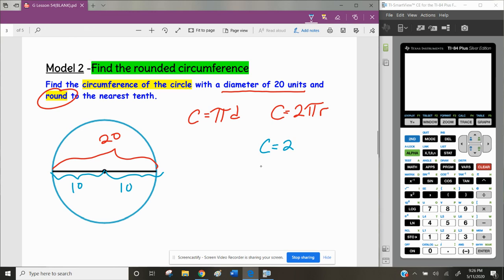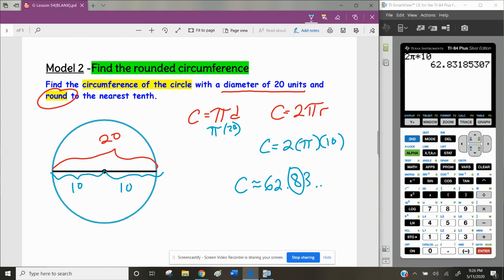So C equals 2 times pi times 10. And if you're going to just use this formula, that's pi times 20. And we're going to put that right in the calculator and push the pi button because we want to round the answer. So 2 times pi times 10. So we get C is approximately 62.83, and it's going to keep going, but I want to round to the tenths place. So since 3 is less than 5, 8 will stay. So 62.8 units.